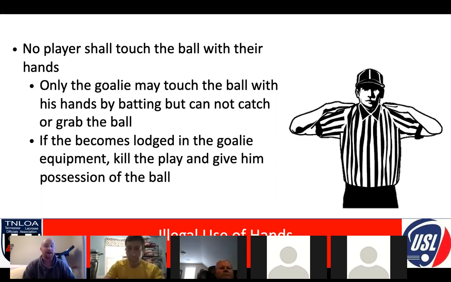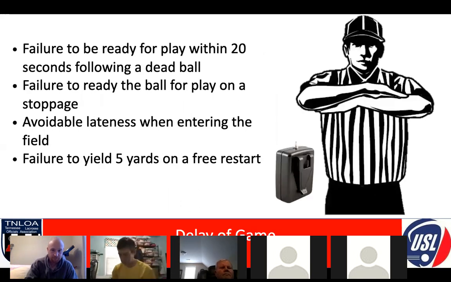If the ball becomes lodged in the goalie equipment, kill the play. Do not give him the opportunity to reach into his equipment and grab the ball. Just kill it immediately. Last thing we want to do is have someone say, well, he grabbed it with his hand. He can't do that. Well, it was stuck in his equipment first.